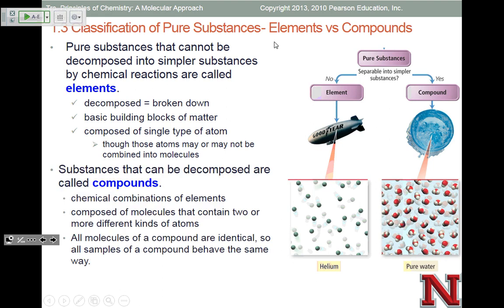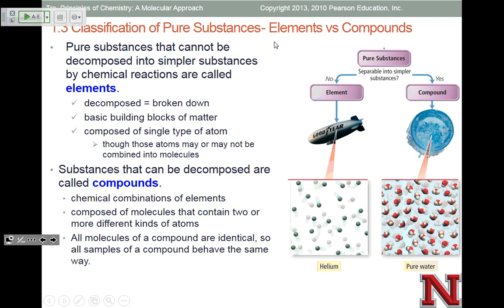Whereas compounds can be decomposed to the elements, so they're made up of multiple elements or multiple amounts of the same element. And all molecules of a compound are identical, so if I have a pure sample of water, all molecules of water look the same. So that's what we mean by identical. As long as I'm talking about a pure substance again.